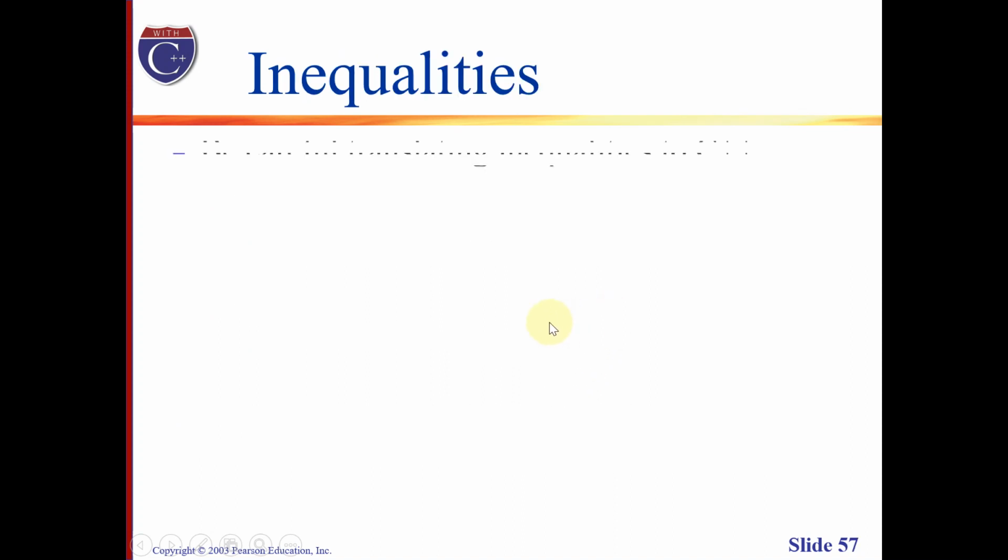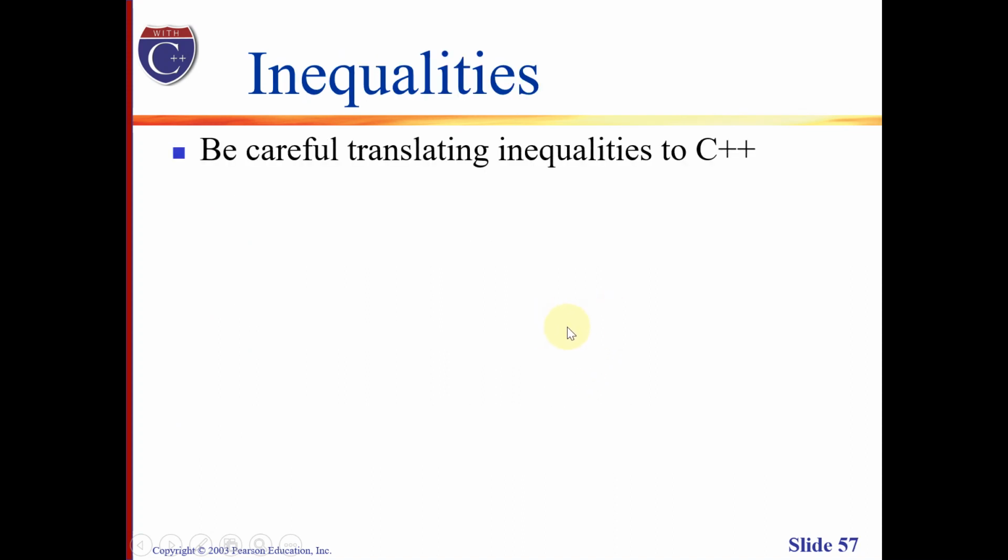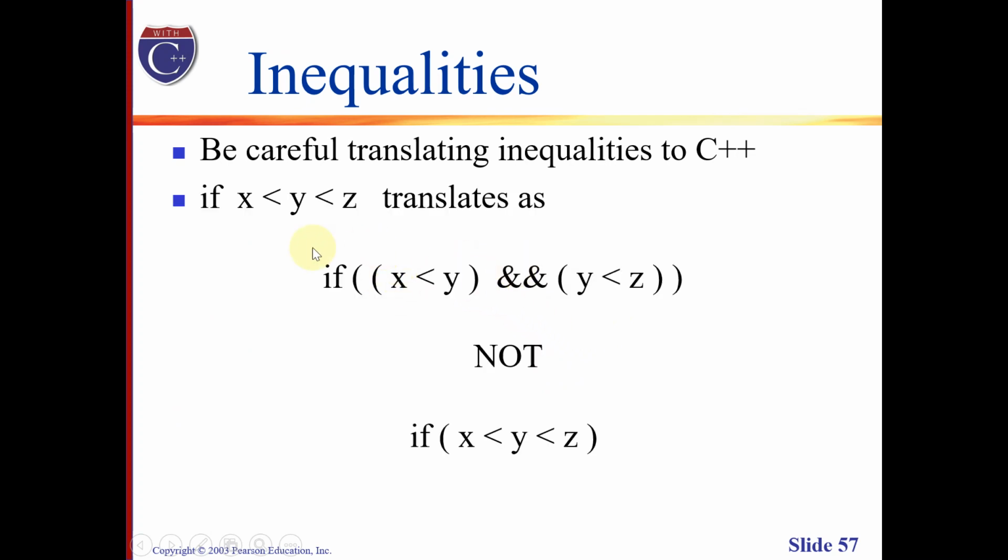How about inequalities? We should also be careful when translating inequalities in C++. For instance, we have this one. This can be translated in C++ in this way and not this. As you can see, it's really important to use parentheses to separate each of our Boolean expressions.